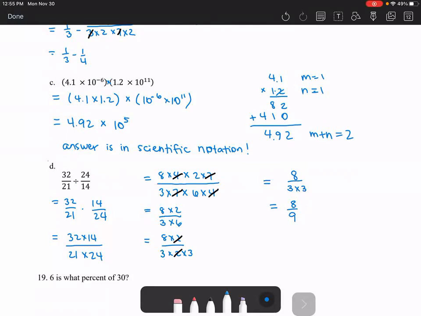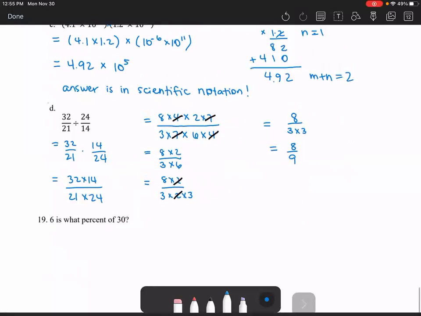Okay, and we'll go ahead and go to the last one, which is the percent question. I didn't ask you any percent increase, decrease questions on the exam, just because those take a little bit more time. But just to recall, 6 is what percent of 30. So remember the percent equation is A equals PB, or A over B equals P over 100.